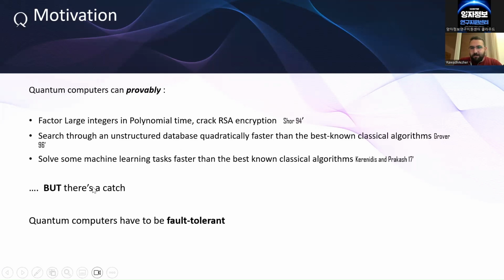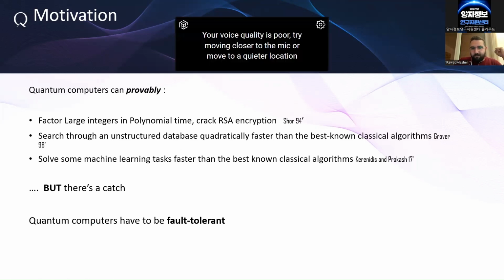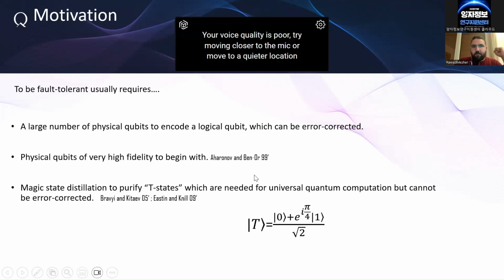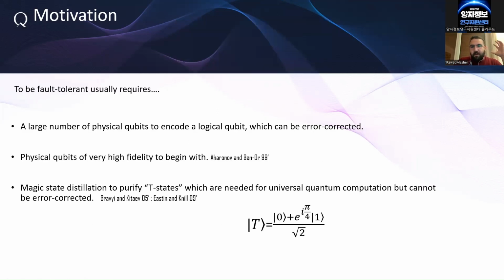But of course, there's a catch, and it's that quantum computers have to be fault tolerant. What does it mean for a quantum computer to be fault tolerant? Basically, to be fault tolerant means that you should be able to perform error correction on your device. One of the most common and most explored ways to perform error correction is through the use of what's called a quantum error correction code. Essentially, a quantum error correction code is a way to encode information in a redundant way.